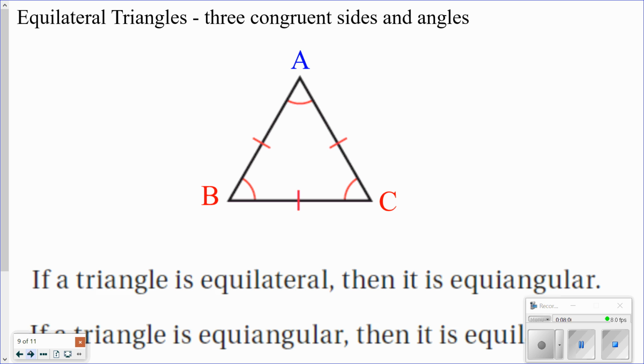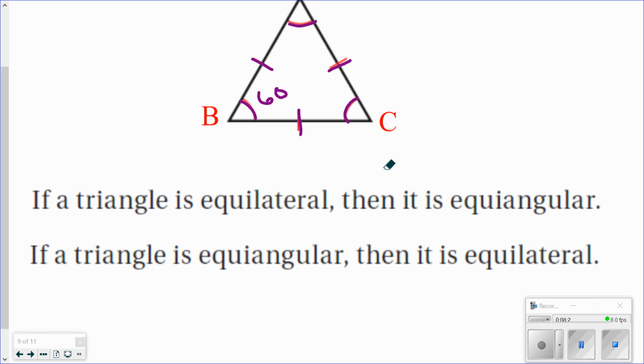Next, we're going to talk about an equilateral triangle. Equilateral triangles are when all 3 sides are congruent and all 3 angles are congruent. So I see by my tick marks that these sides are the same length and all these measures are the same, which means each measure has to be 60 degrees. So if a triangle is equilateral, then it is equiangular, and the opposite. If a triangle is equiangular, then it is equilateral.